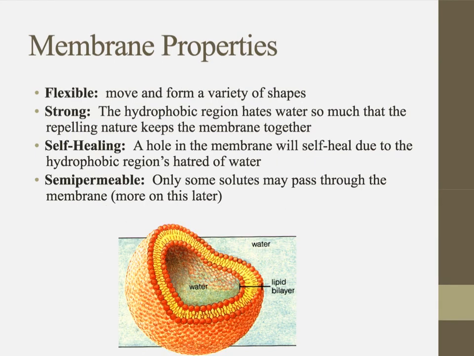So all these cool structures of the membrane lead to some really awesome properties of the cell membrane. First of all, it's very flexible. It can move and form a variety of shapes. That's super important. Maybe it's got to squeeze through something, or maybe it has to expand. They're also very strong. This hydrophobic region, these tails hate water so much that they will cling to each other so as to not let water in and touch them. So it's a very strong membrane.